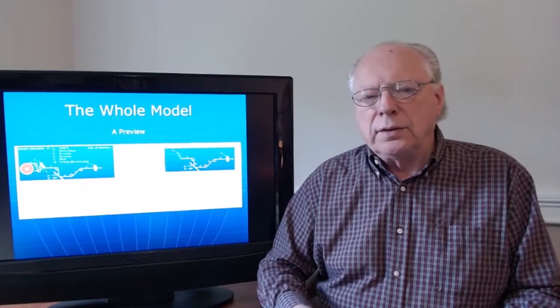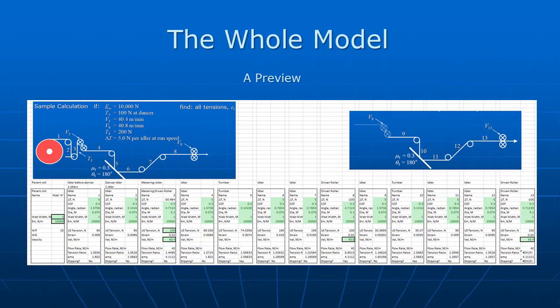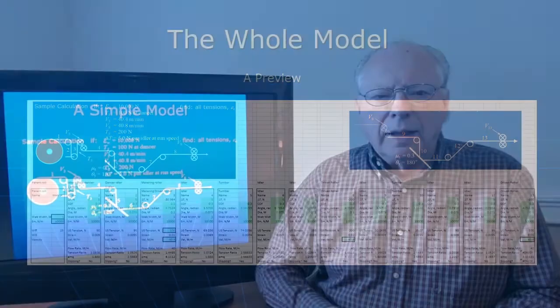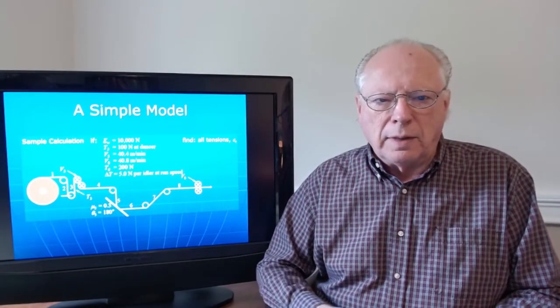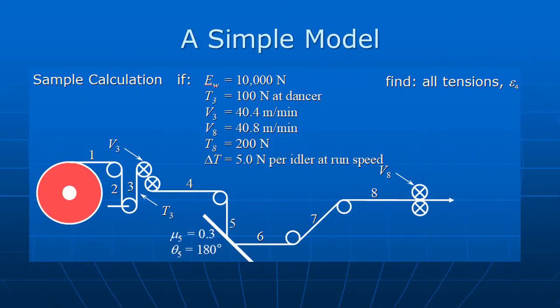Again, a preview. This is what the whole model is going to look like when it's done, so you'll know what's coming up. Now, this is based on a simple web path that we use in the seminar that I teach. We have a parent roll, an idler, a dancer or a load cell, an SRAP, another idler, a sliding contact, two idlers, and in this first round, a nip at the end. So we've got 8 spans. The spans are numbered 1 through 8 as we start at the beginning towards the nip at the end, and each span is identified with the item that follows it.